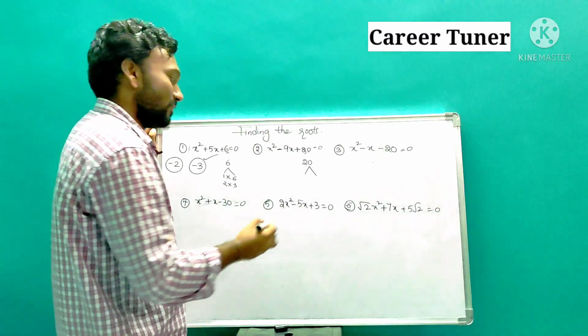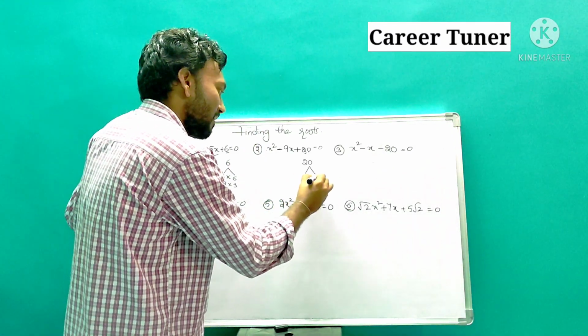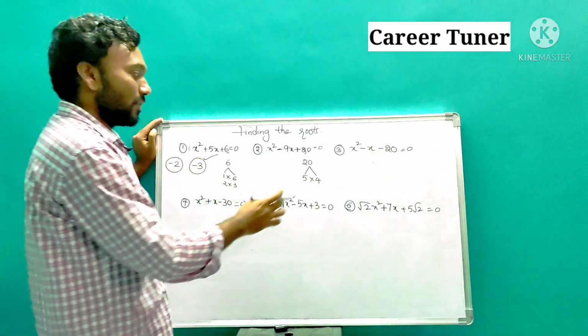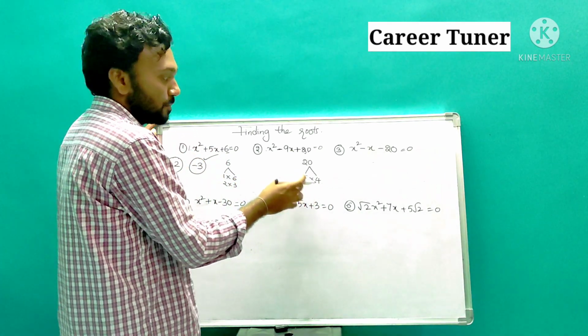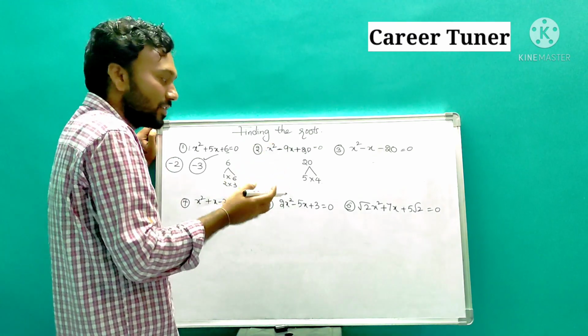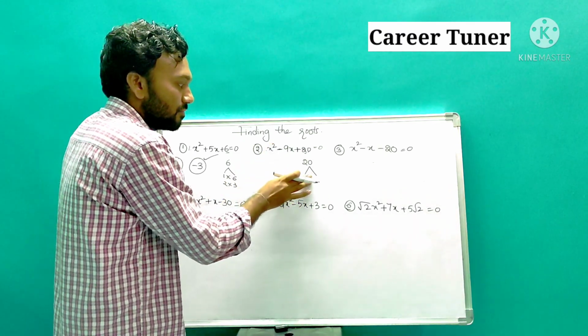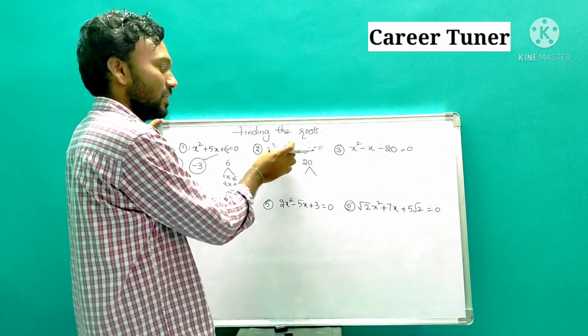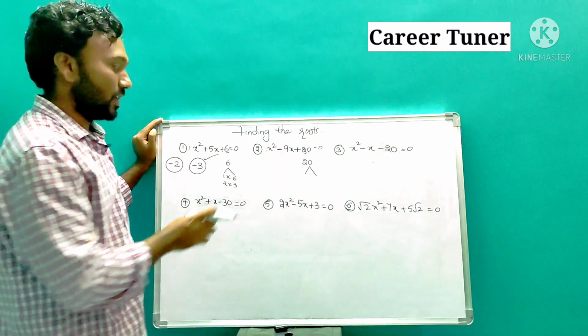So what can we write? Suppose I write 5 into 4. What is 5 into 4? 20. That's okay. But what is 5 plus 4? That is plus 9. But here you have minus 9. So this is not possible. Why? What did I tell you? If you add the 2 factors, you need to get the coefficient of x. But here that is not possible.